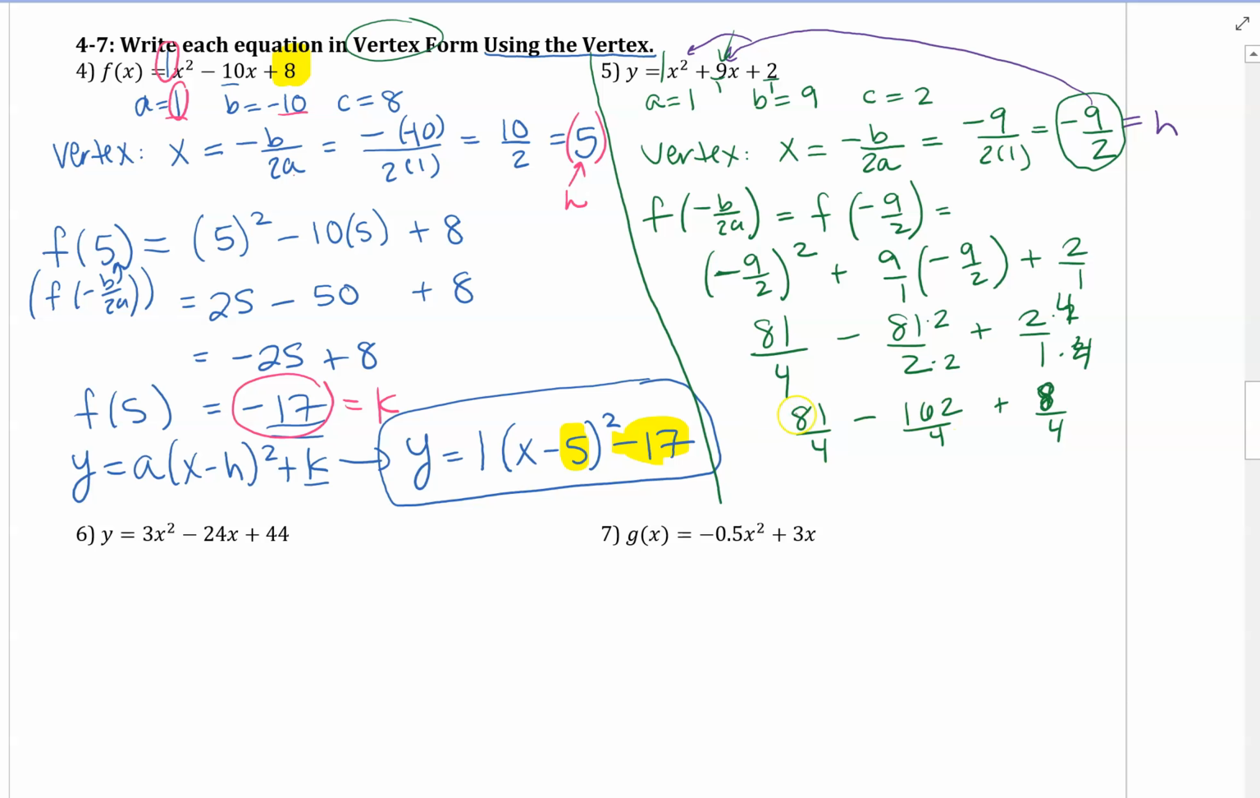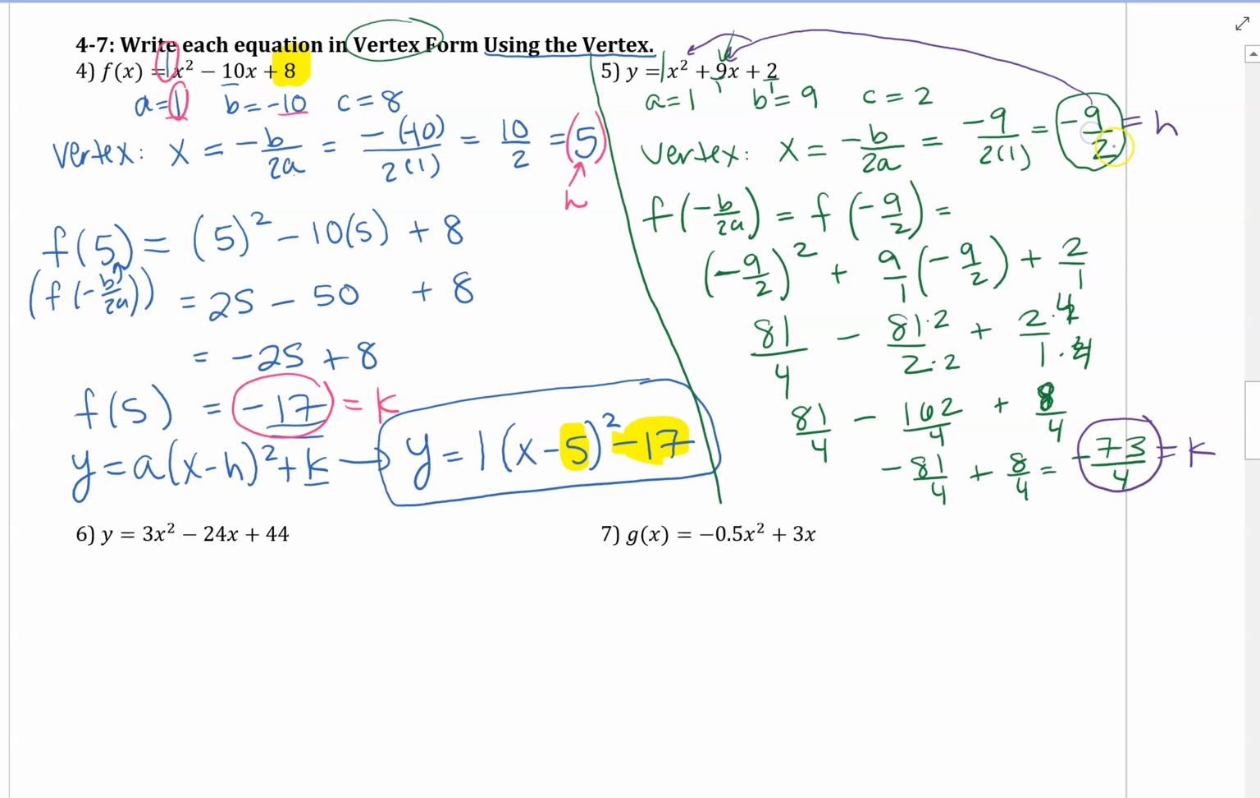Okay, so then when I subtract 81 minus 162, I get negative 81 over 4 plus 8 over 4, I get negative 73 over 4. So now I've just found k. I found the y coordinate of this function when x is negative 9 halves. So that's the y coordinate of the vertex.